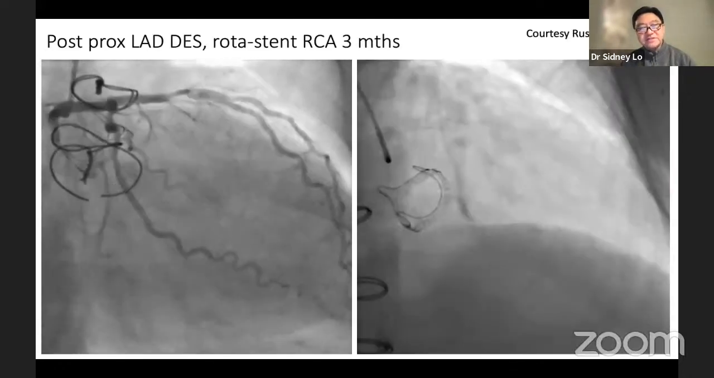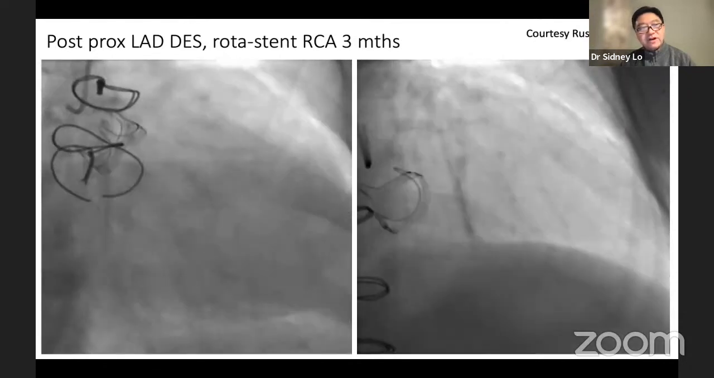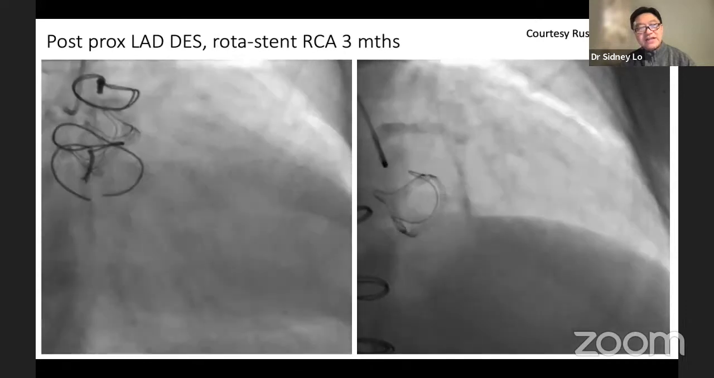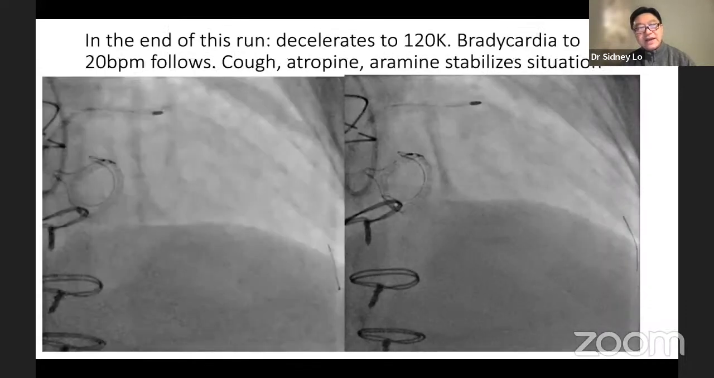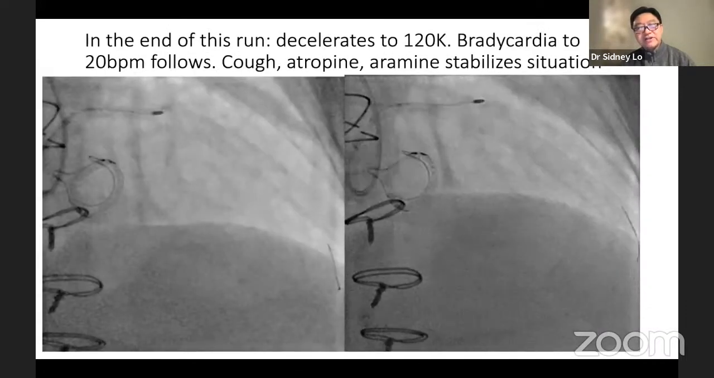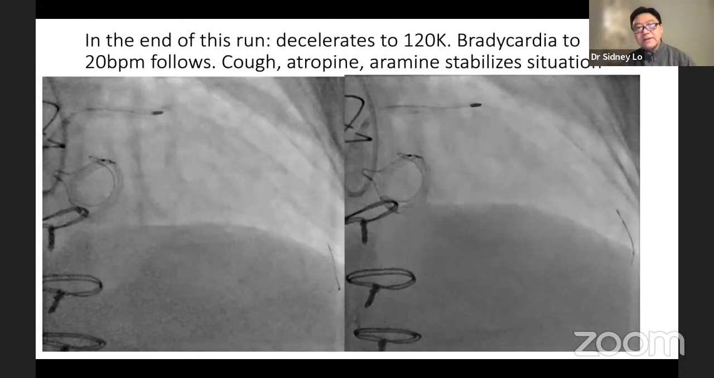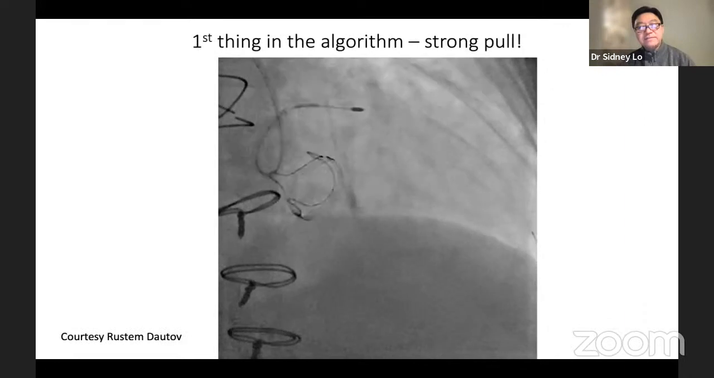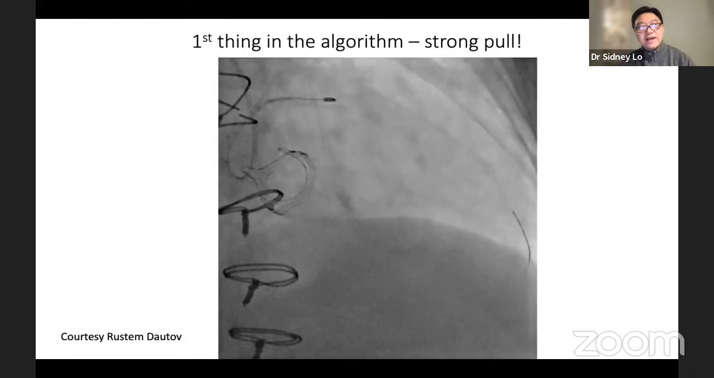This is a case from Rustum, actually. You can see that the left LAD was stented, right coronary stented, and he left a mid-LAD lesion. The patient was very symptomatic. And he tried to come back and do a rotational atherectomy, but it got stuck. And he just pulled very hard and had to cut the rotor and use a guide extension.